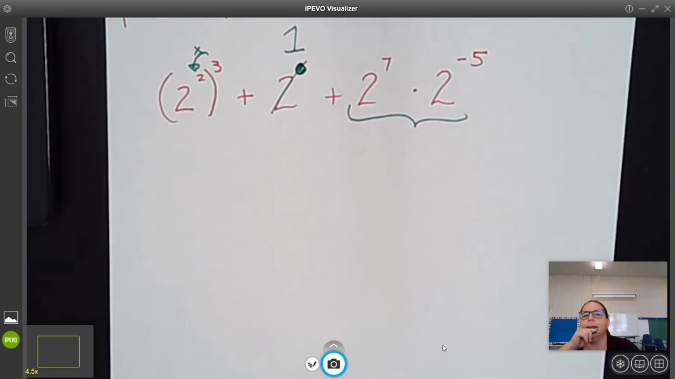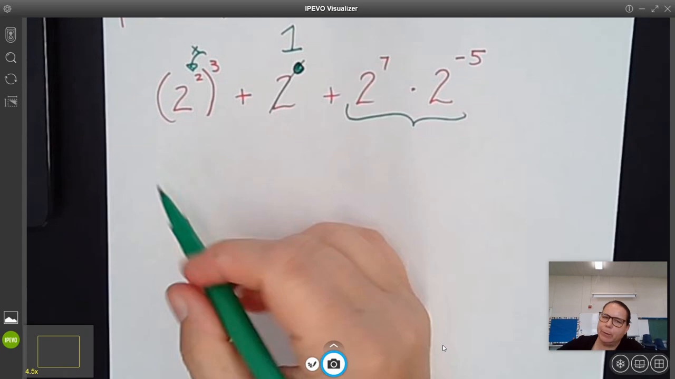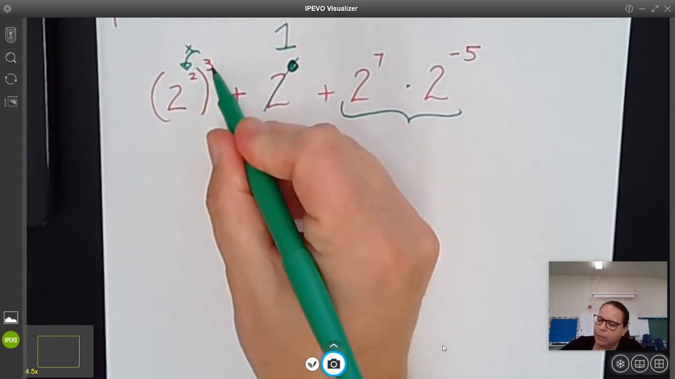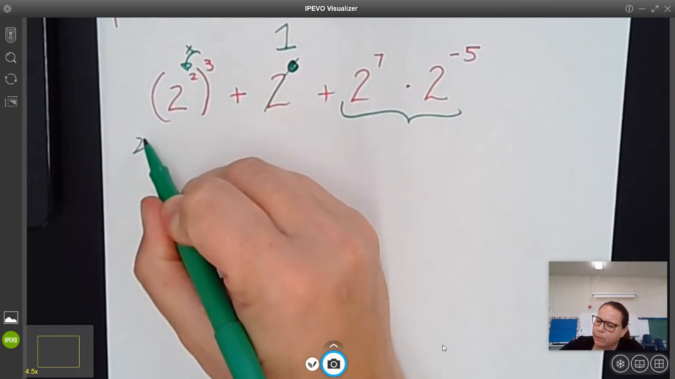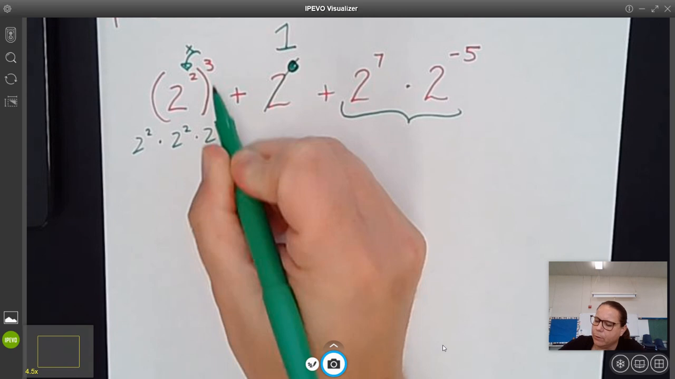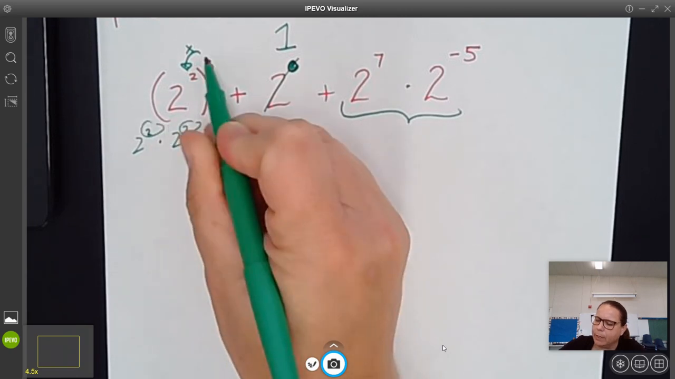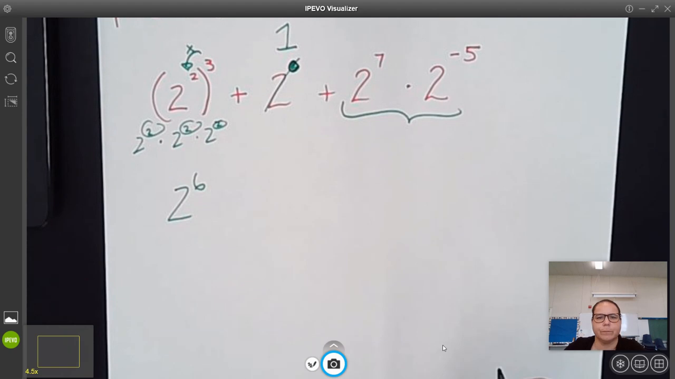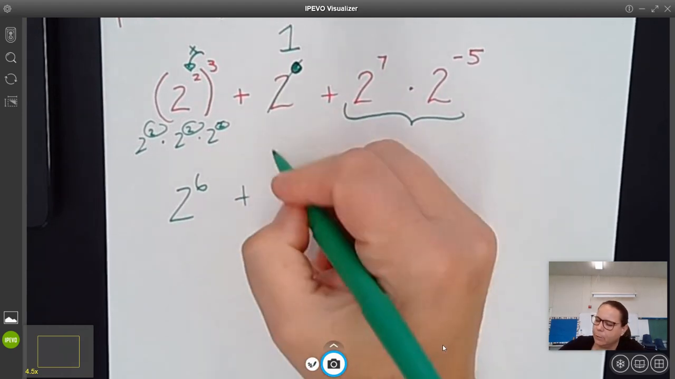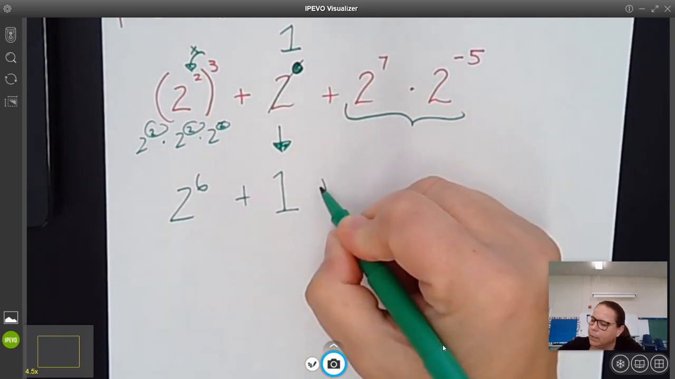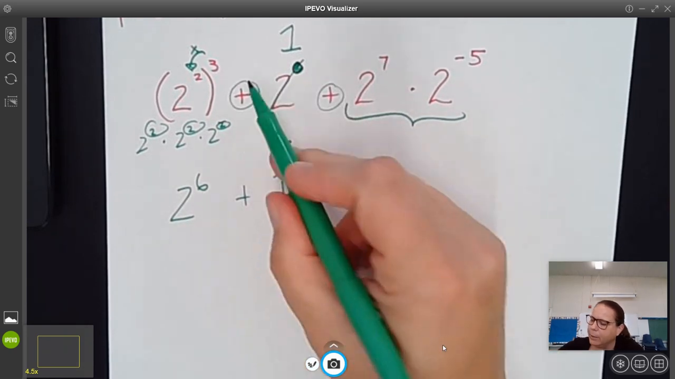So then I think, okay, well, let me write it out. Let me rewrite this and see if I see anything else I might be able to do. So this is 2 squared times 2 squared times 2 squared, right? Which means I could add those up. I could multiply this, but this is going to be 2 to the 6th power, right? Plus, well, I already decided this is 1, plus, right? Because that's the operation that's happening in here.